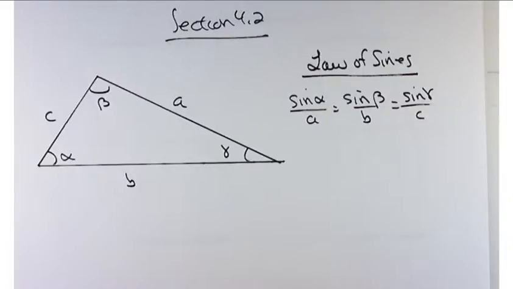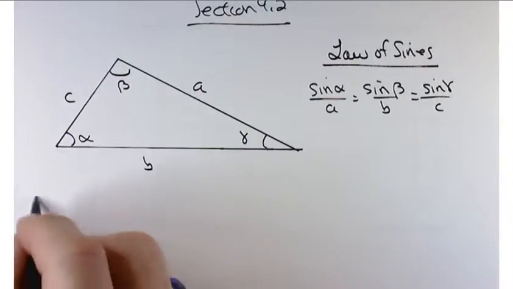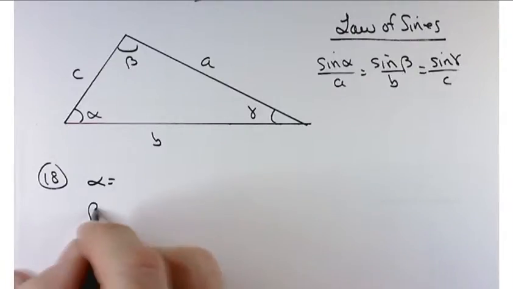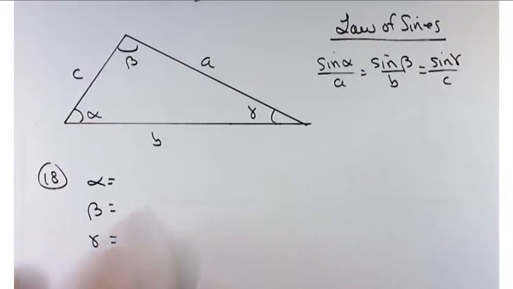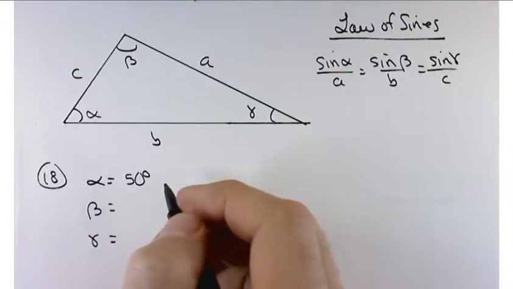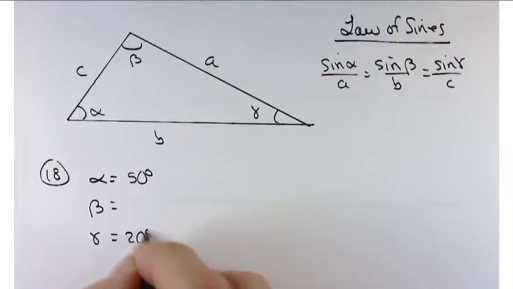Let's see what they give us. So, I'm on the wrong page, sorry. There we go. I have a habit of kind of laying things out methodically like this. Alpha, beta, and gamma. And what do they give us? They give us that we've got an angle of 50 degrees. And gamma is 20 degrees.